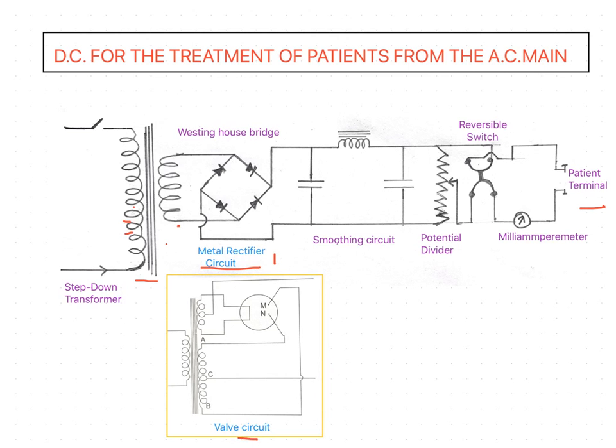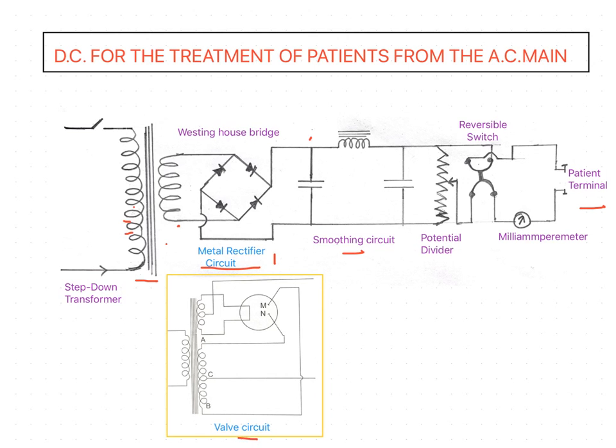So what is the type of current coming out from this Westinghouse bridge? It becomes unidirectional and pulsating current, but it has some variations in intensity that may not be suitable for the patient. So at this stage, after rectification, the unidirectional pulsating current is smoothened. That smoothing, which makes it suitable for the patients, is done by the smoothing circuit.